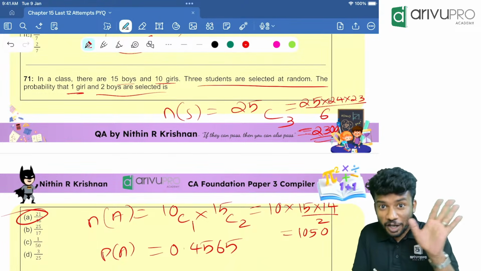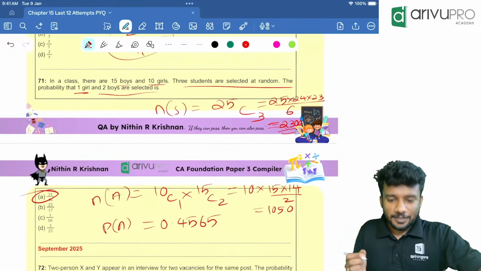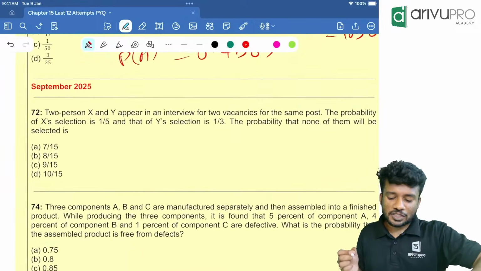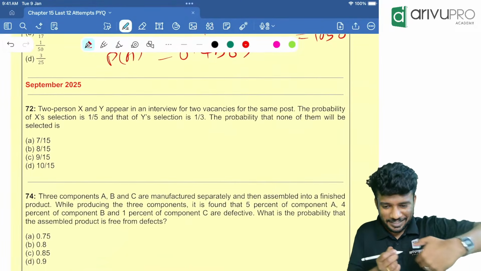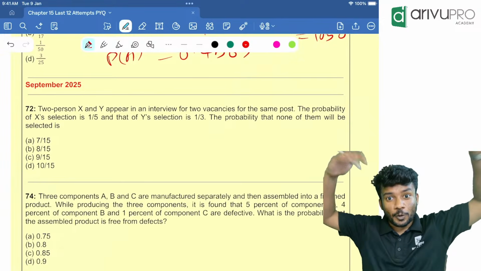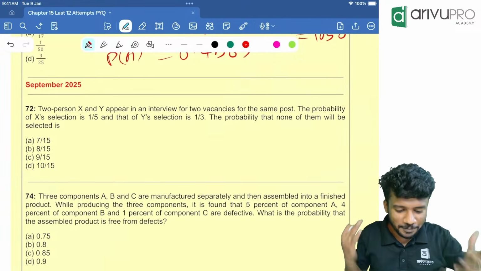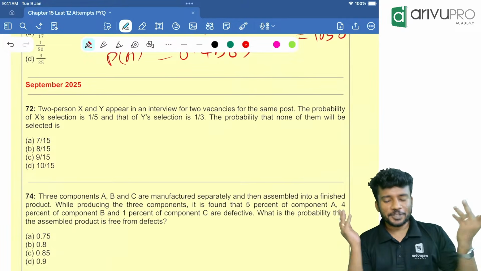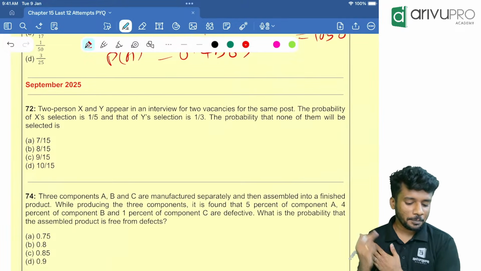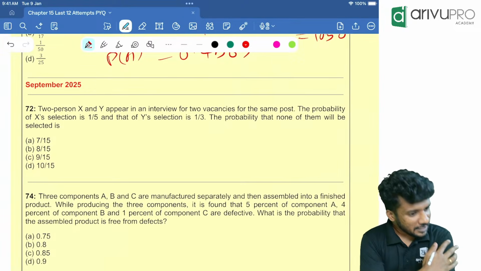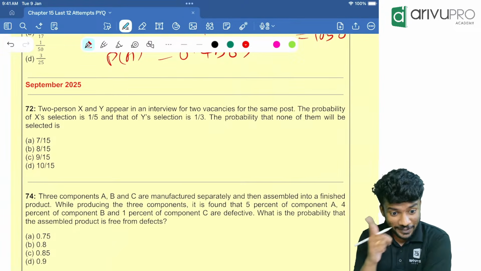Understood? Yes. Last attempt. That means our nearest, whichever was completed. If you are watching in the future, September was the last completed attempt. So we are coming to the September 2025 attempt. It was a very interesting attempt. The questions were very good.